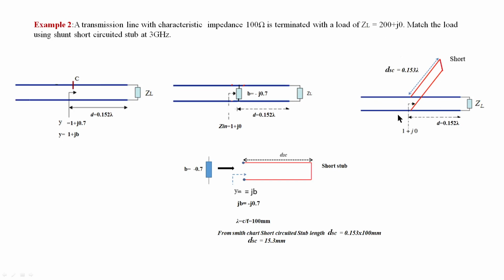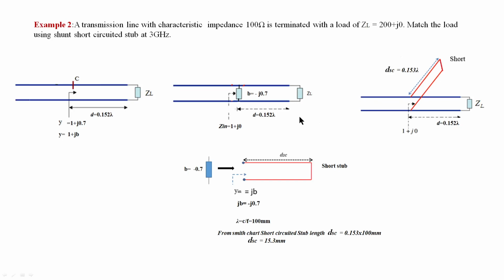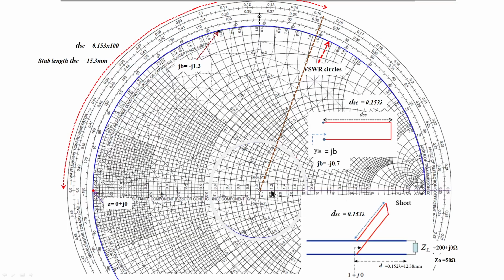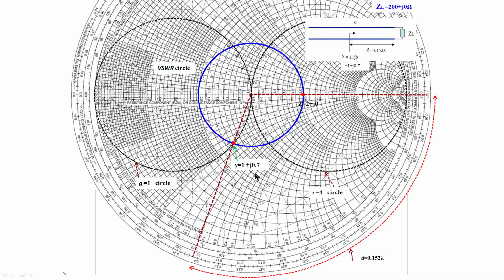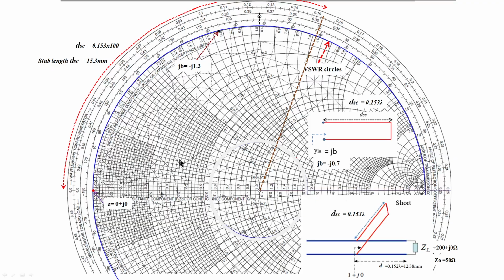So you should find this distance using this, from the load. Next, the stub design. This is a one stub design, and the entire system becomes like this. Okay, so this is a problem. Another problem, we will discuss one more problem.